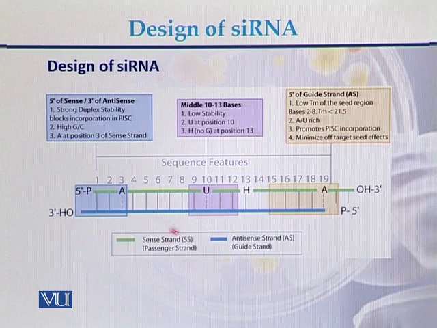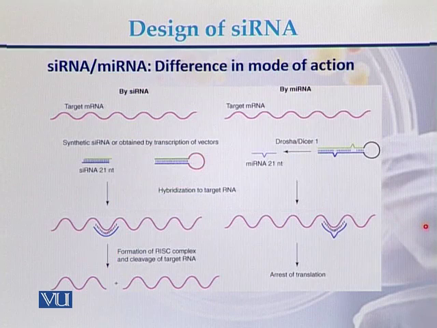So this is the design of siRNA. There are 3 different main parts. Each has some role in the function of the siRNA. This is the difference between the mode of action of siRNA and miRNA. This is the mode of action of siRNA and this is the mode of action of miRNA.